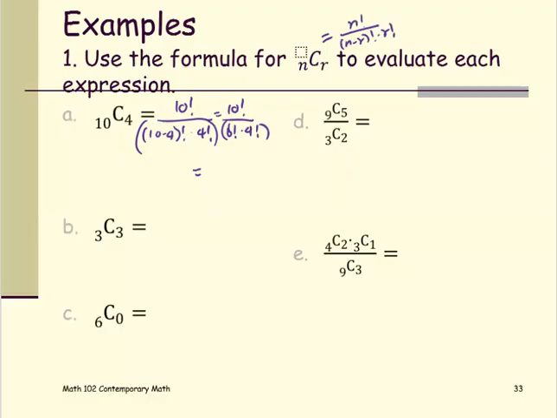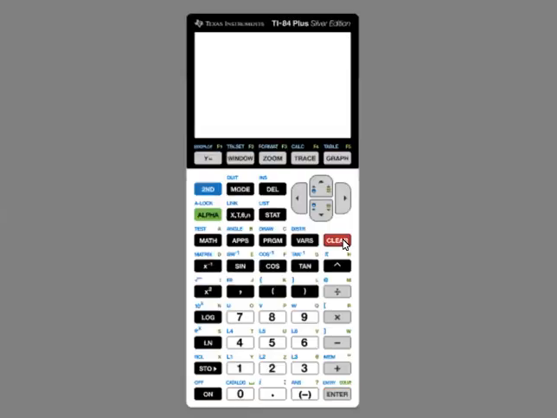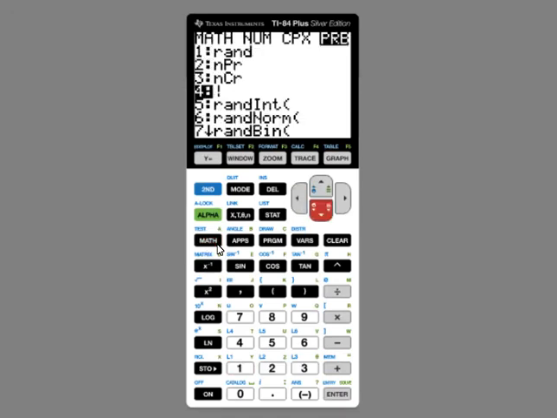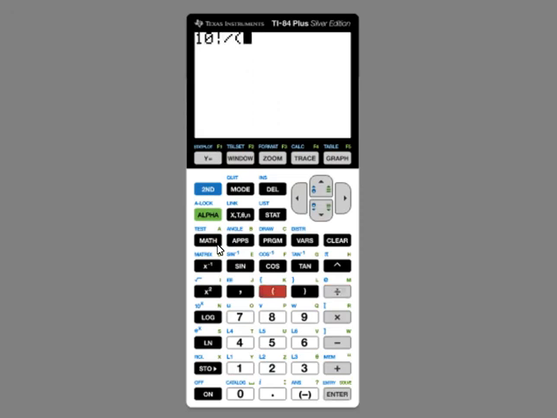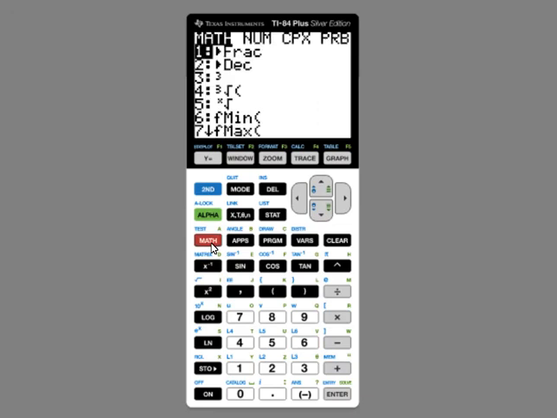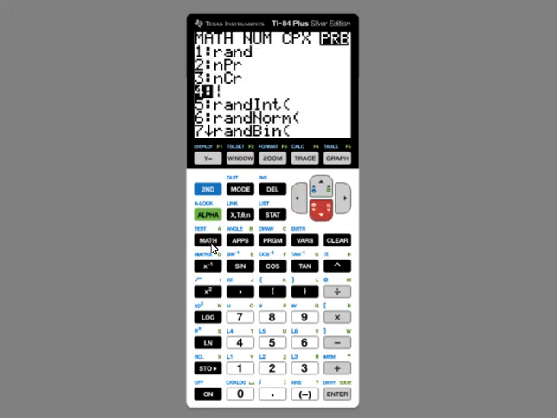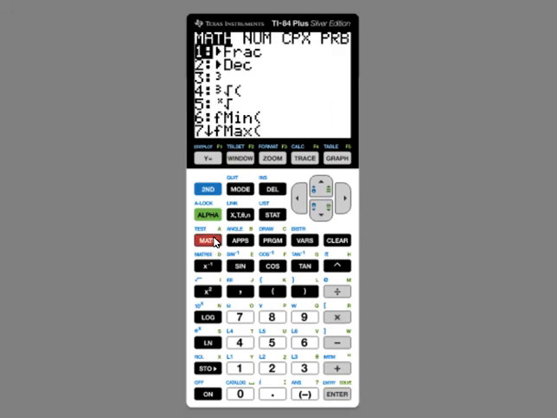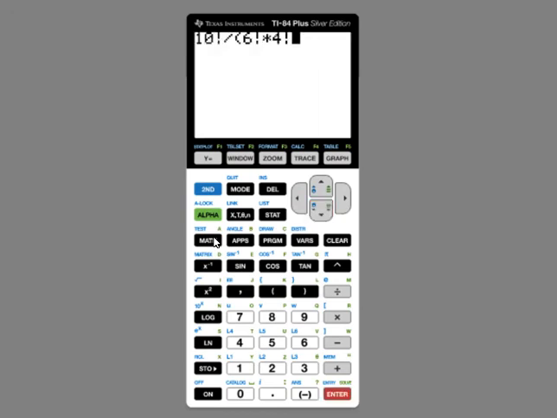I'm going to clear the previous calculation. The first example, the numerator is 10 factorial. So 10, math, PRB, factorial, and divided by the product of 6 factorial, option 4, multiplied by 4 factorial, and close it, and then enter. That's 210.